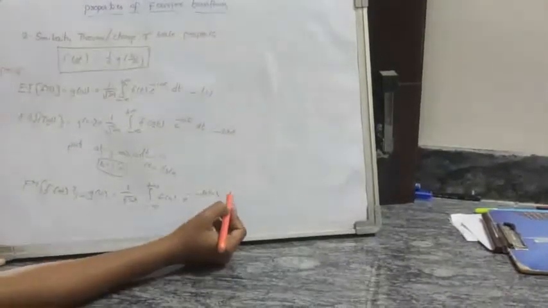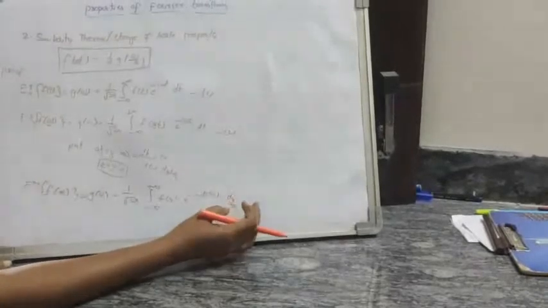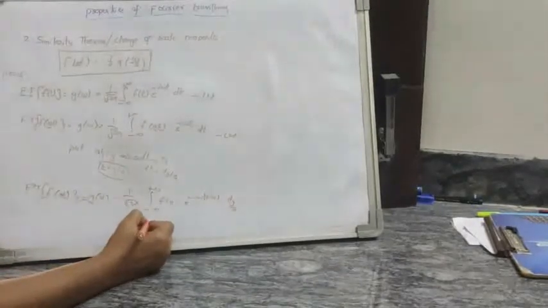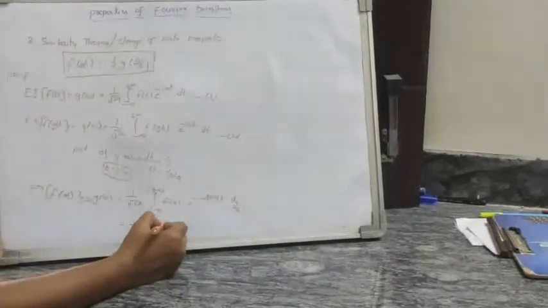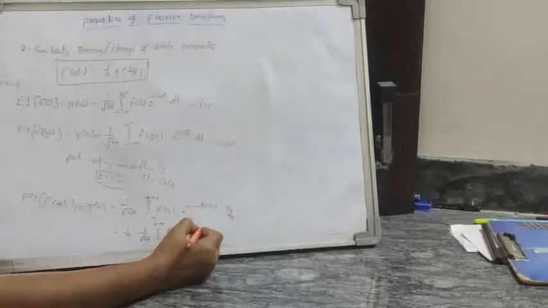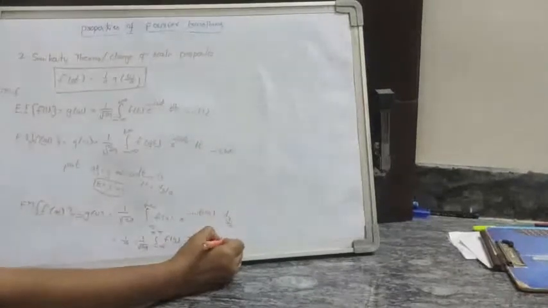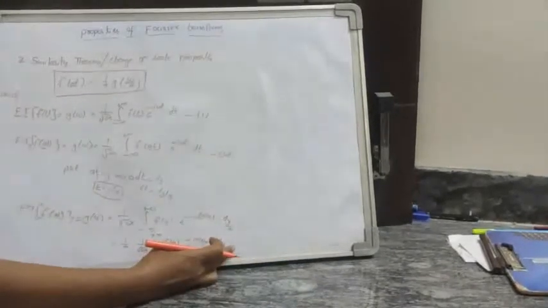Now from this, here you are observing dy by a. I am going to bring 1 by a out of the integral. So how can you write this equation? 1 by a into 1 by root 2 pi, integral minus infinity to plus infinity f of y into e power minus I omega y by a into dy. Now this whole equation is in terms of y.